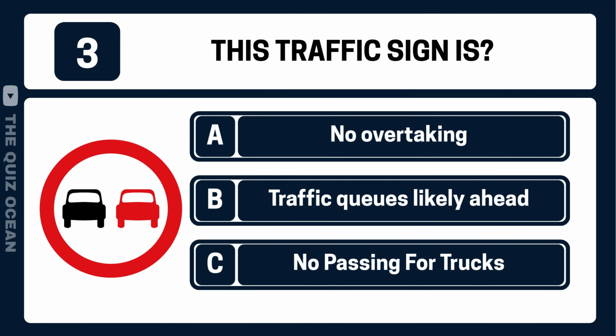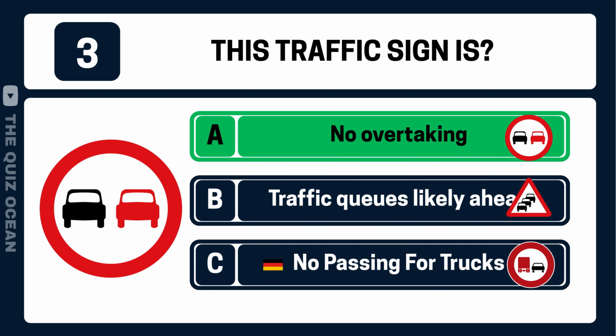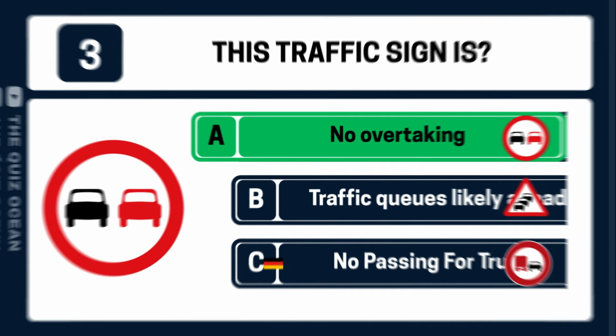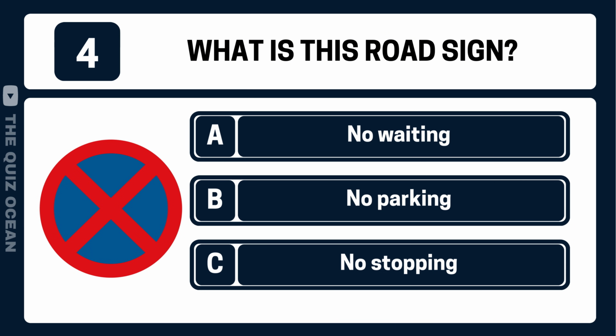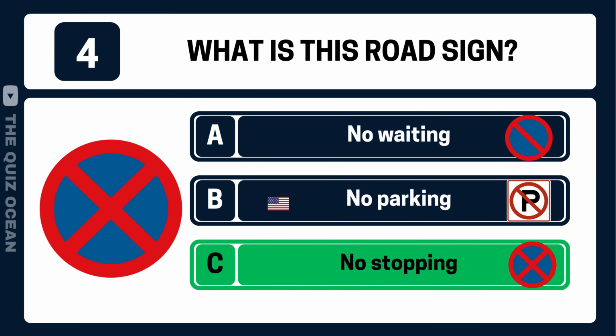This traffic sign is... Correct. This sign means that overtaking is not allowed on this stretch of road. What is this road sign? You got it! This sign shows that stopping is strictly prohibited.